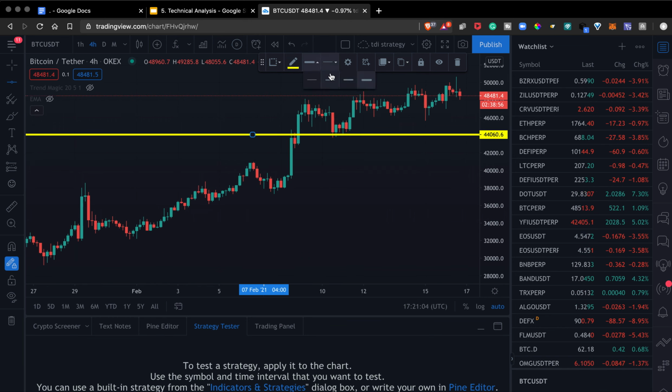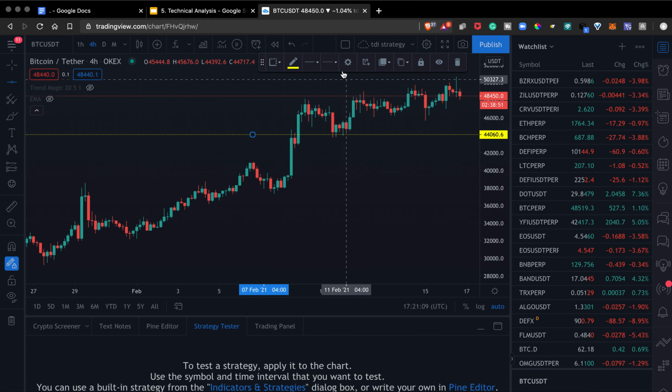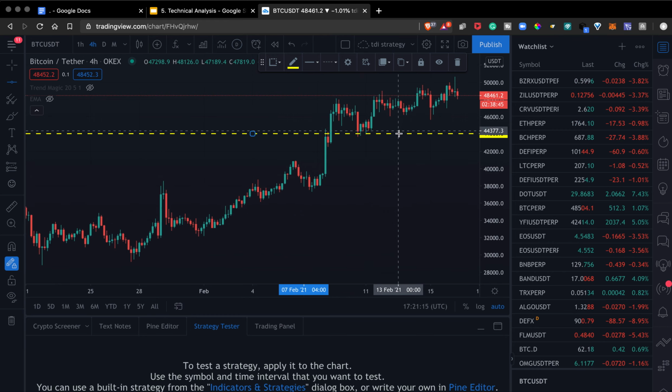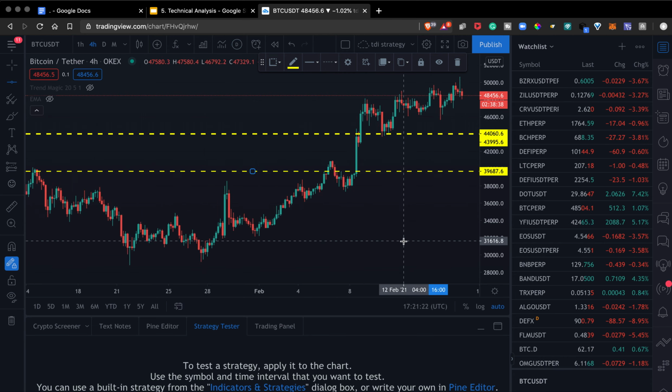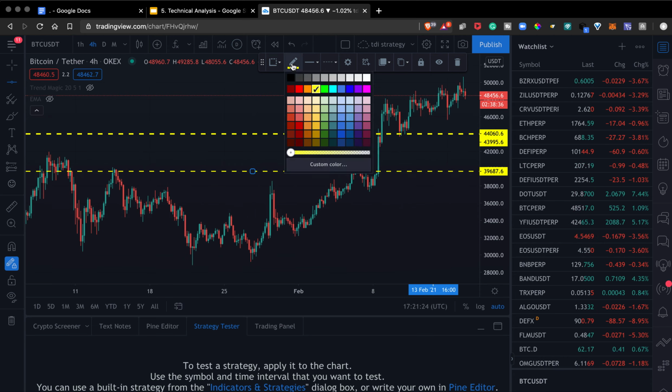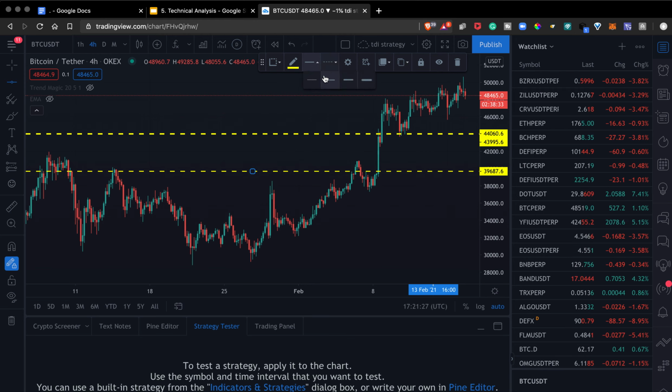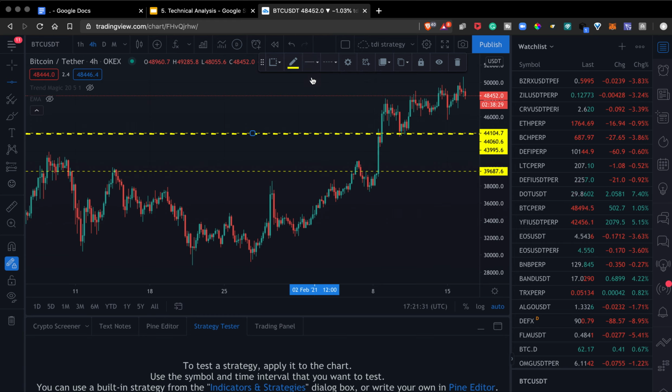You can make it thinner. You can make it striated. You can customize your tools however you want. Let's duplicate it. Let's make a copy of it and drop it here. So you can use this horizontal line to actually draw out your areas of support and resistance.